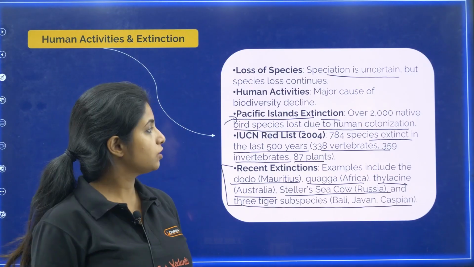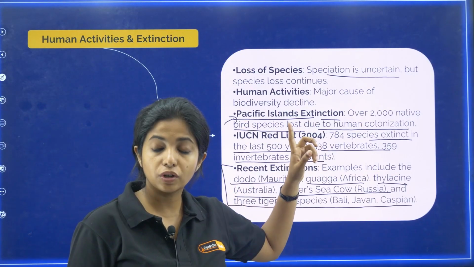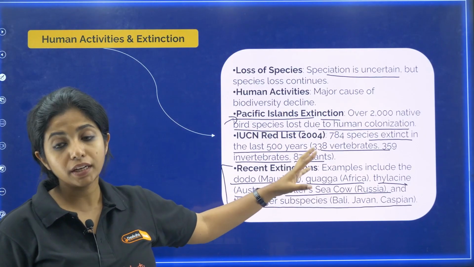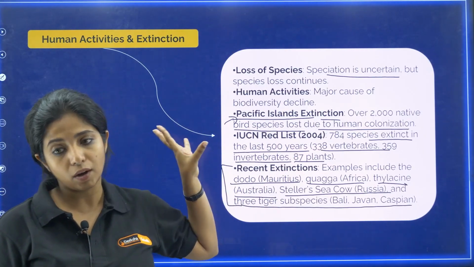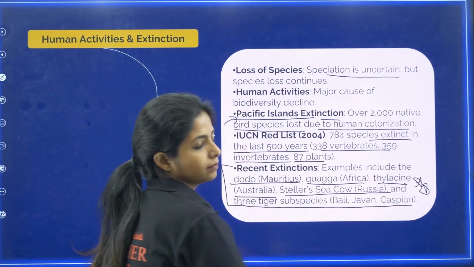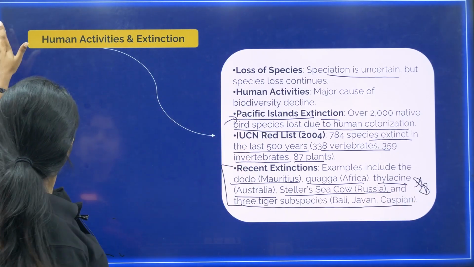Yes. So please remember, Pacific Islands extinctions, over 2,000 native bird species were lost, and according to the IUCN Red List, 784 species have become extinct by now. And the recent extinctions are the most important thing. Okay, you would be asked.